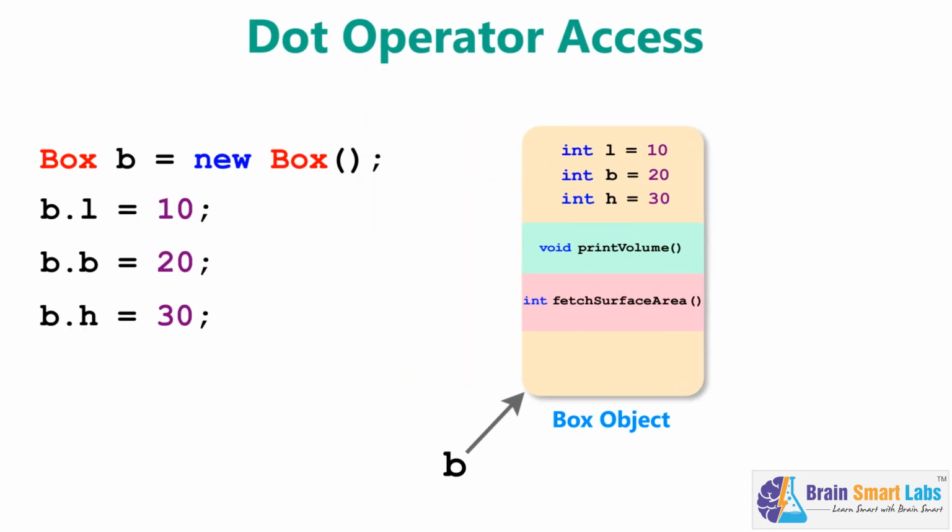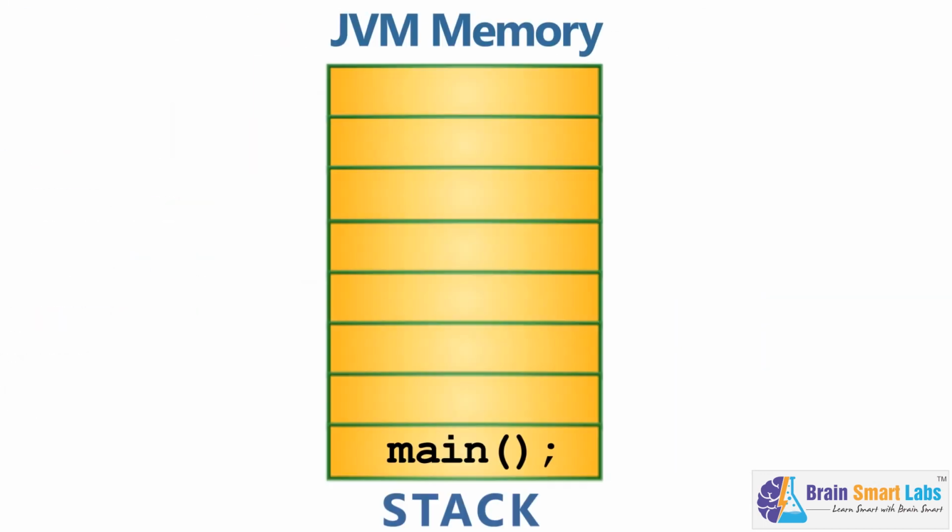If I want to invoke printVolume method in this object, all I have to say is b.printVolume. And boom, the printVolume method gets loaded into the stack, and here it will be executed instantly for us to see the output.